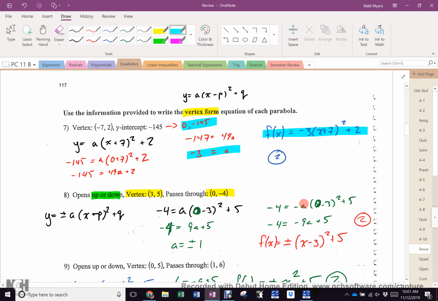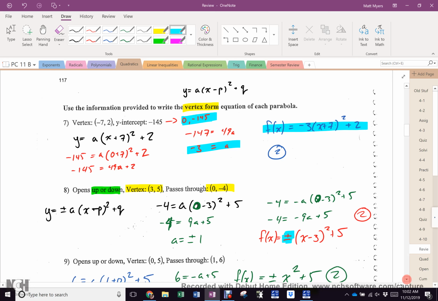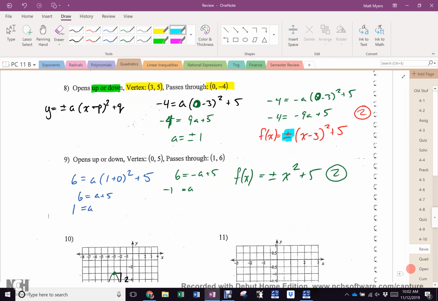There's the next one. Same thing. If it opens up or down, that must mean I have two kinds of a's, either positive or negative. I got the vertex, and I've got my y-intercept. So I just solve it exactly the same way, except you must have the plus or minus, because it could go both ways. Same thing for number 9. There it is. Any questions doing it algebraically?